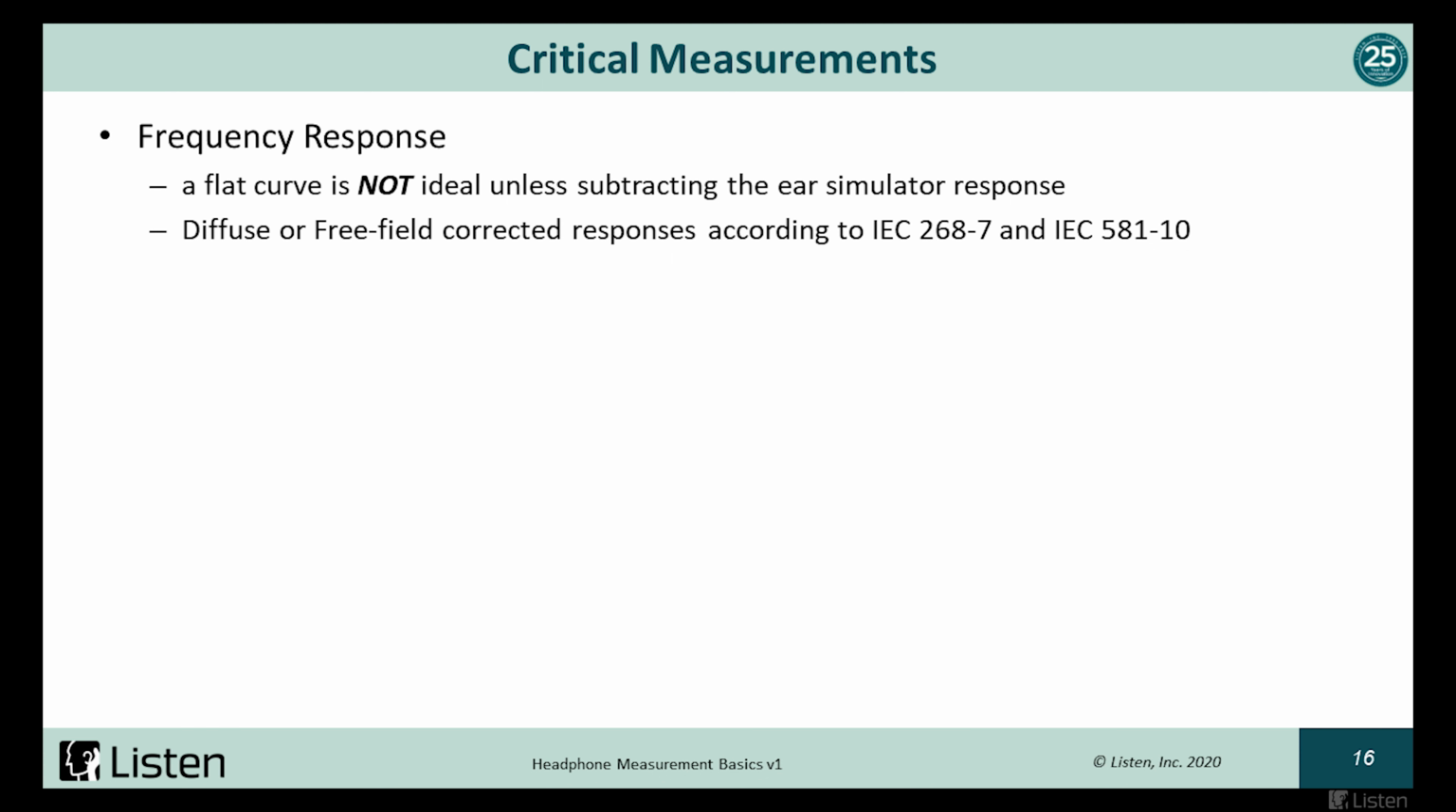So what are the critical measurements to make? Certainly frequency response, probably the best overall indicator of whether the earphones are working properly. Unlike loudspeakers, though, a flat curve is not ideal unless you're subtracting out the ear simulator response. I'll talk about that in a moment. There are typically two well-known responses for ear simulators: diffuse or free field corrected responses, and those are standardized. I'll show you those in a moment.